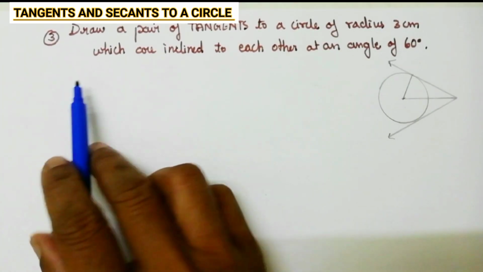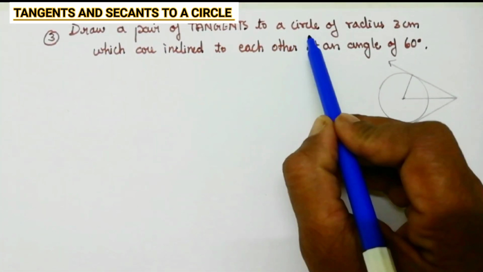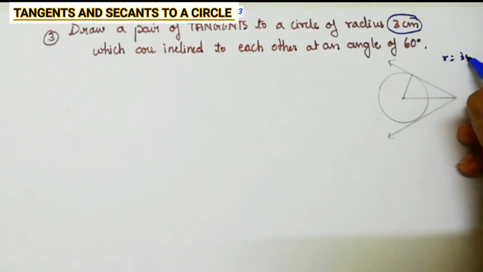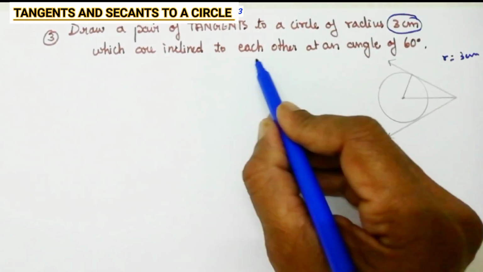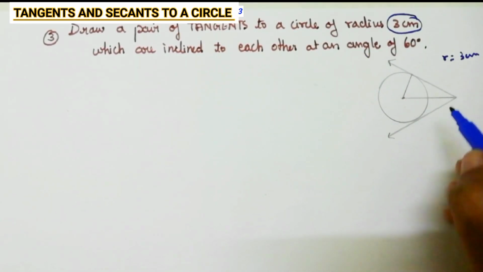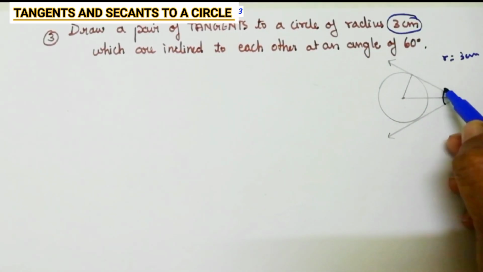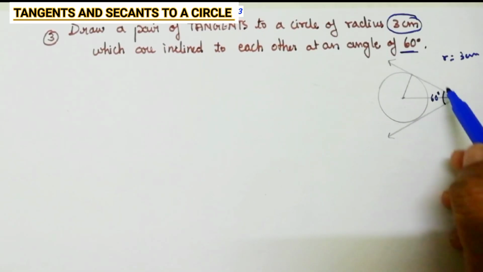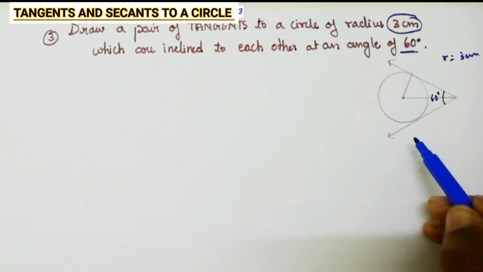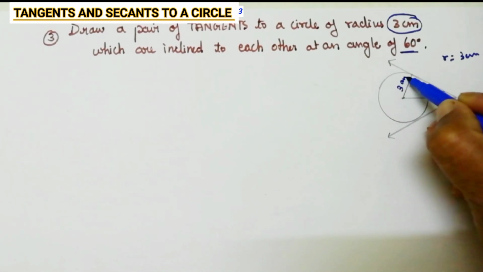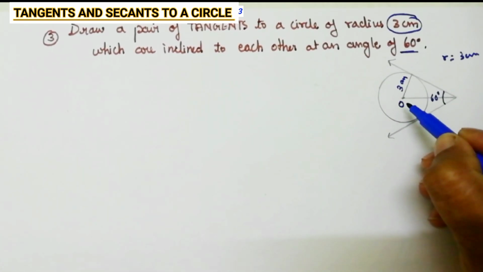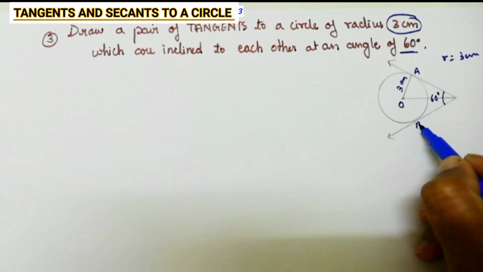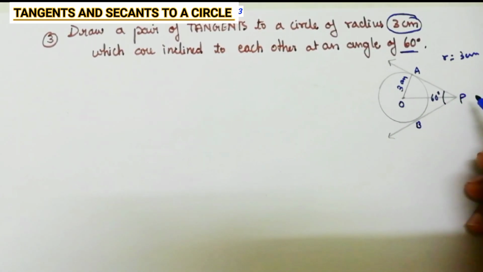Now here's the third question. Draw a pair of tangents to a circle with radius 3 centimeters. R is given as 3 centimeters and the tangents are inclined to each other. Inclined to each other means the angle between these two tangents is given as 60 degrees. Now we should just draw a rough figure according to the given information. This is 3 centimeters. This is O, this is A, and this is B. You can take this point to be P.